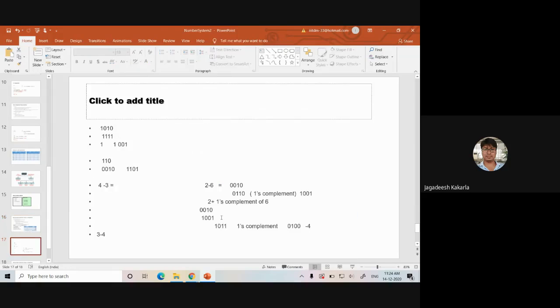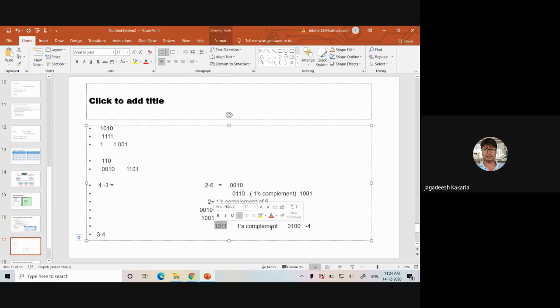So we need to compute the 1's complement of this one. 1011. I computed the 1's complement and I got 0100. Convert this 0100 into a decimal number. This is a binary number; you need to convert it into a decimal number. What is it? 0 into 2 power 0 plus 0 into 2 power 1 plus 1 into 2 to the power 2 plus 0 into 2 power 3, which is equal to 4. And they said keep the negative sign in front of the result. So that's why I got minus 4.